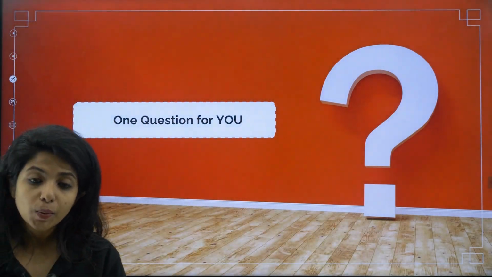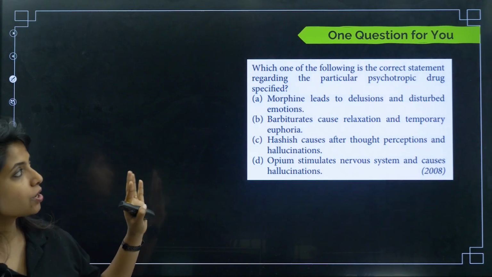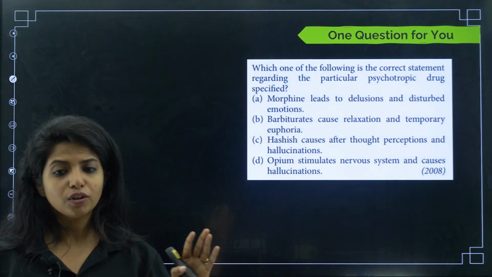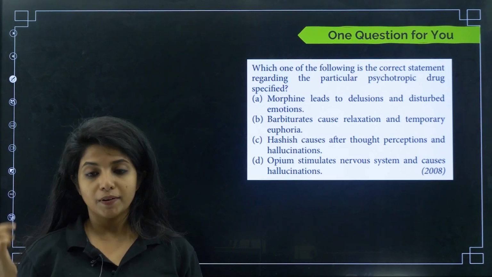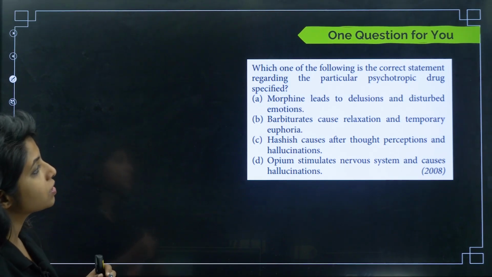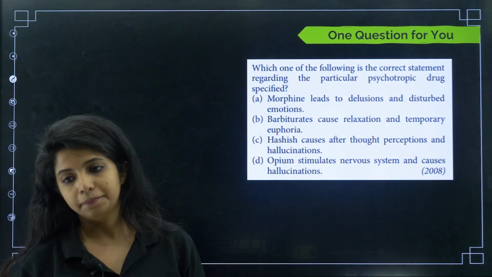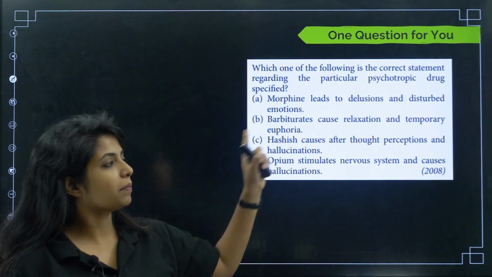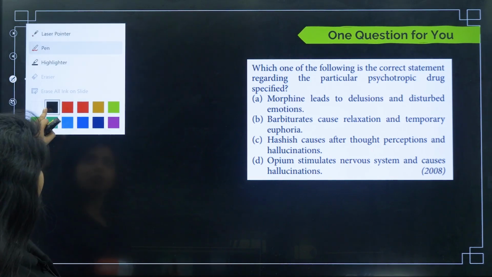And now one question for you to solve, children. That is this. You can take a screenshot again. Do not answer it as of now. It's homework. You can take your time and then put it down in the comment section. But you have to do it. Which one of the following is the correct statement regarding the particular psychotropic drugs specified? So you have to see which one matches the function most correctly.